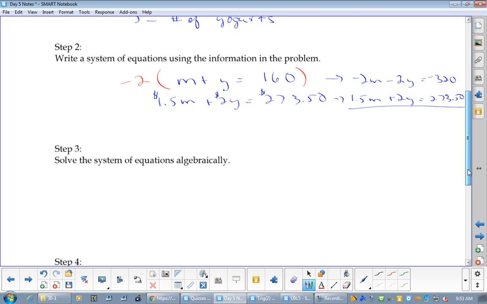Okay, so let's add them. What happens when I add the top to the bottom? You can cross that out, but what's this going to be?